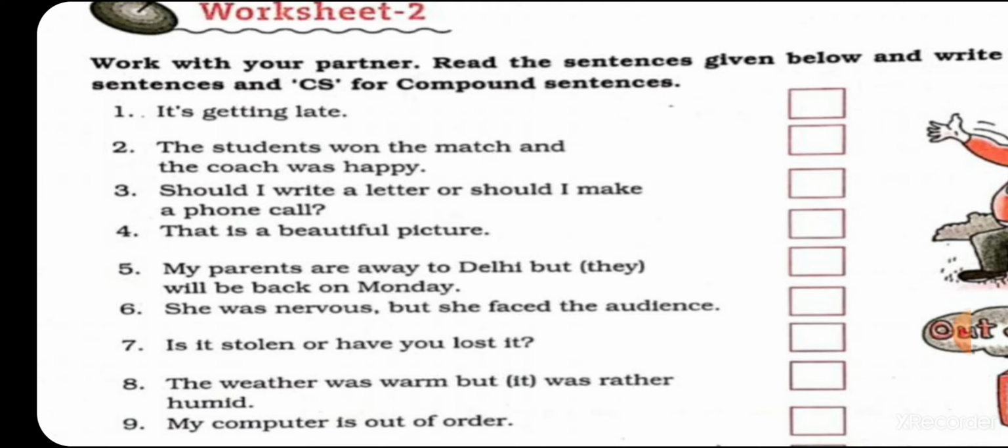That is a beautiful picture. Write down S here. Next one: "My parents are away to Delhi but will be back on Monday." It's a compound sentence. Remember that when the subjects of two clauses refer to the same person or thing, then the second subject is normally omitted, as in sentence 5. Next one: "She was nervous but she faced the audience." Again a compound sentence, so write down C here.